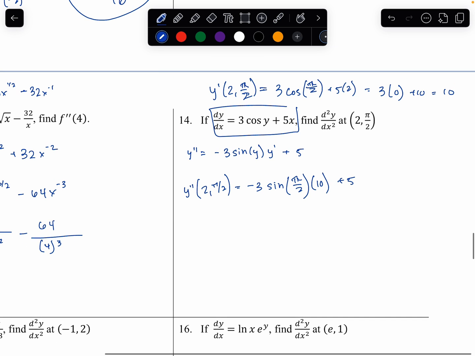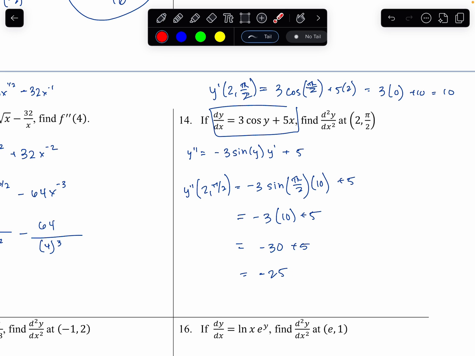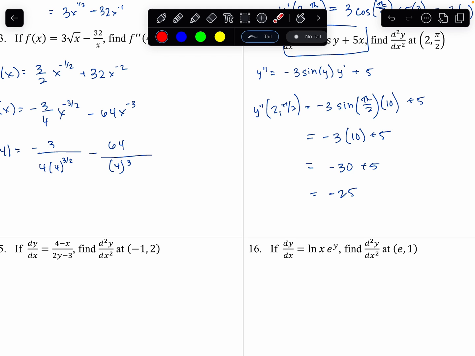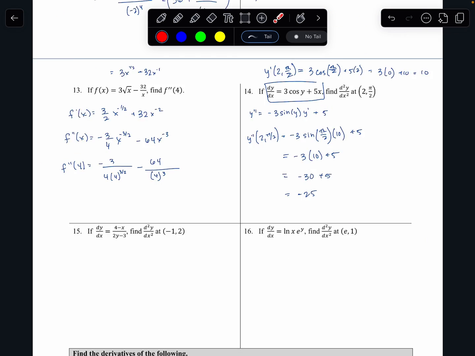So this is going to be equal to negative 3 times 10 plus 5. So it's going to be equal to negative 30 plus 5. It's going to be equal to negative 25. I really feel like I did something wrong here because I don't remember getting that in class. But if you guys spotted what I did wrong, then good for you.